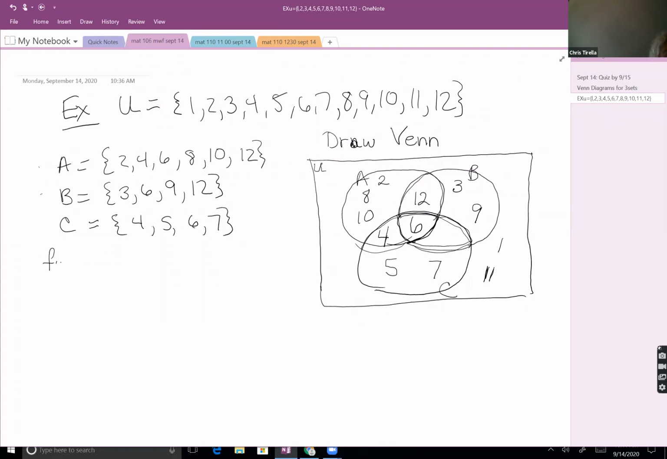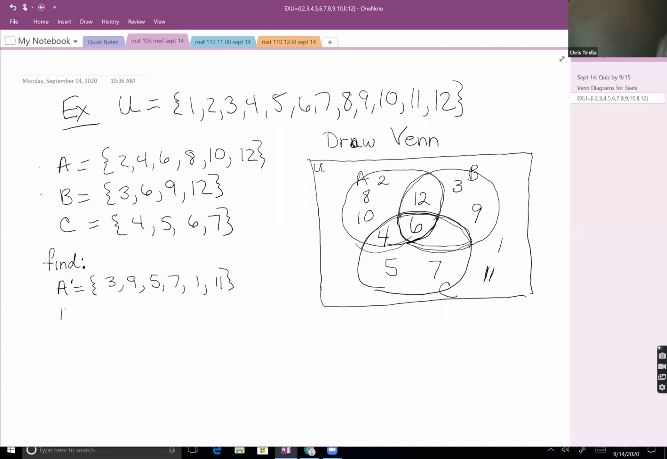Now let's find a few sets. To start with, let's find a complement. What's outside of A? 3, 9, 5, 7. Anything else? 1 and 11. Beautiful.